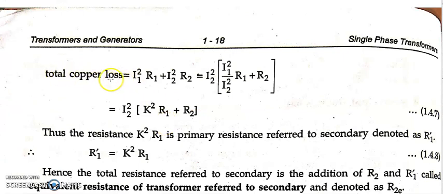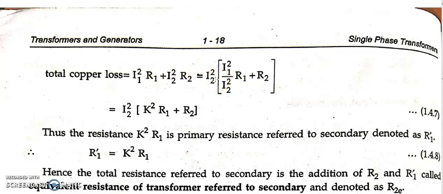Again, same formula: total copper loss equals what? I1 square into R1 plus I2 square into R2. Yes or not? Now instead of taking I1 square as common, what I'm going to do is take I2 square as common. Why are we doing all this?